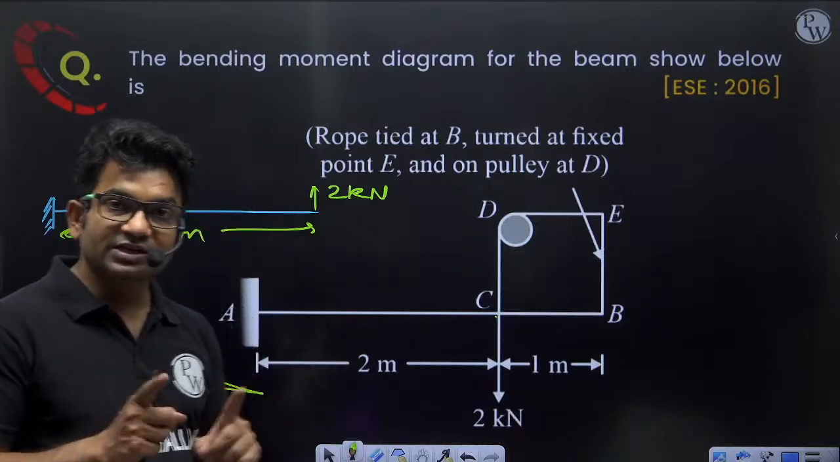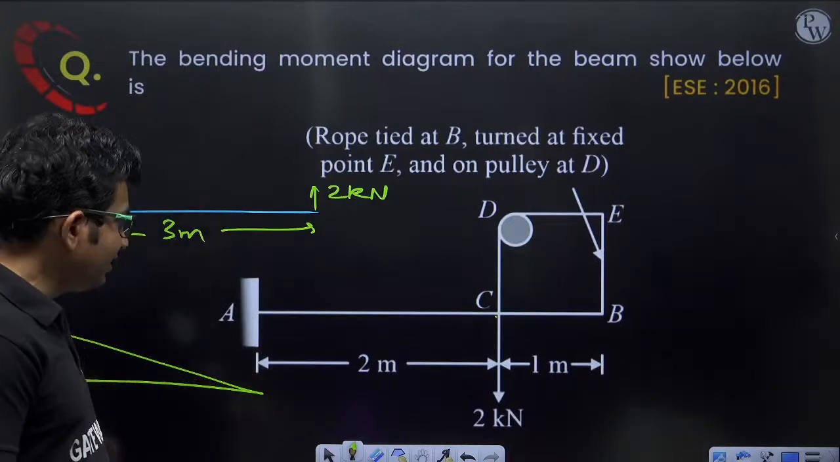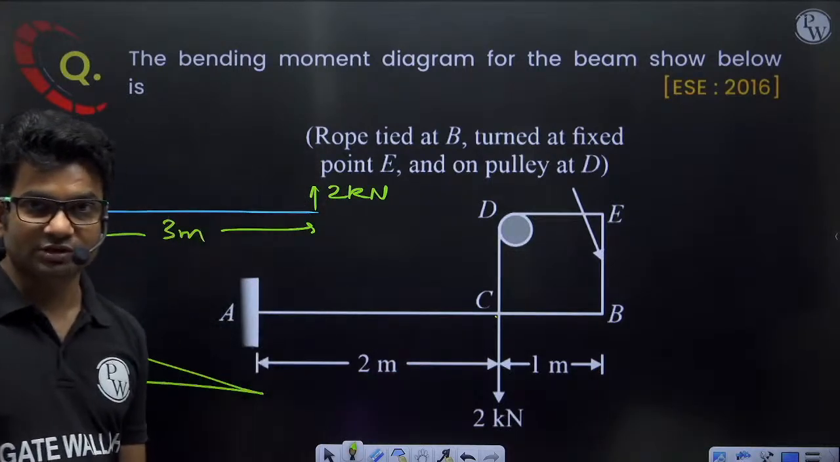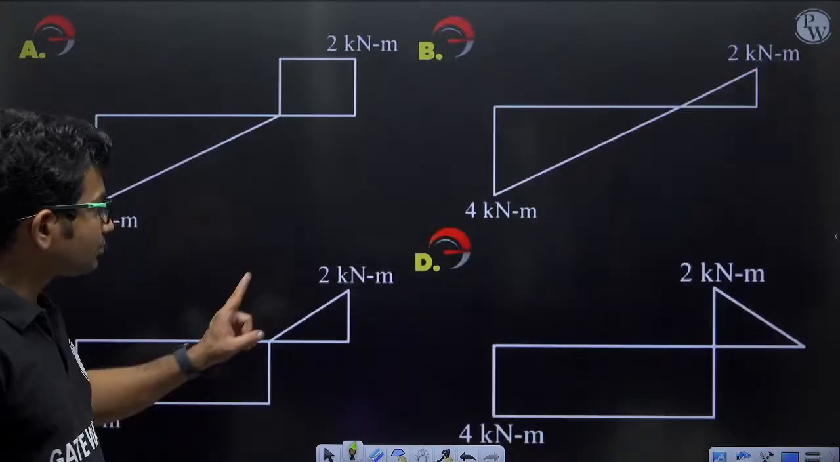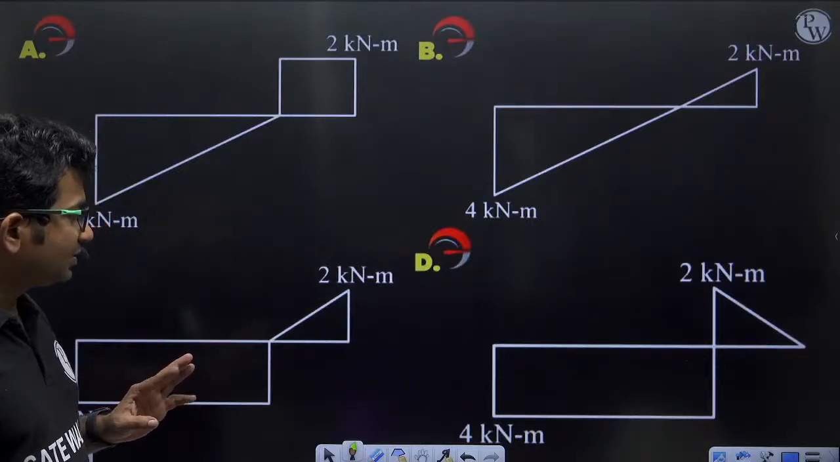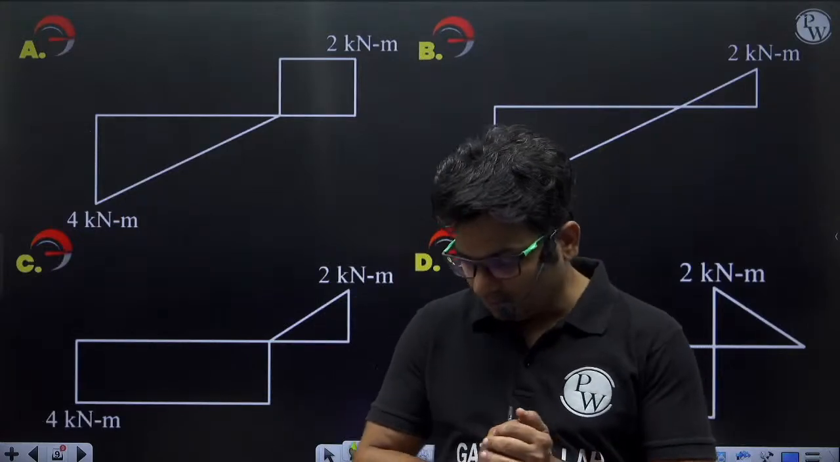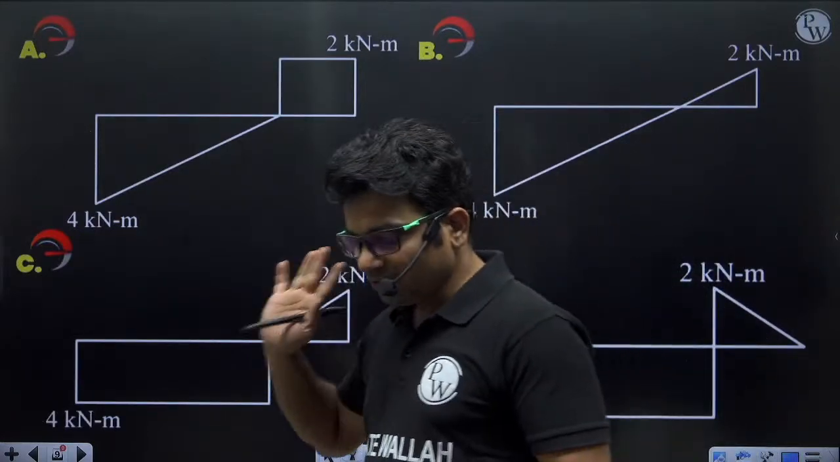So that means this question cannot be solved with the given data if this string is attached to the beam at this location. That means the bending moment diagram cannot be drawn. We cannot draw the bending moment diagram. So none of the options is correct.